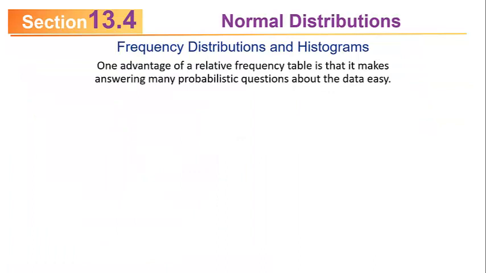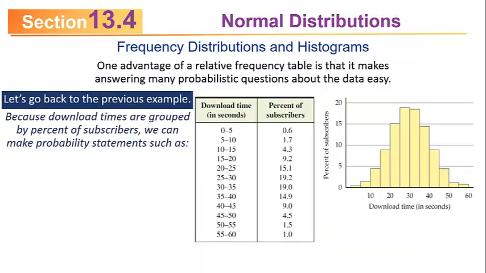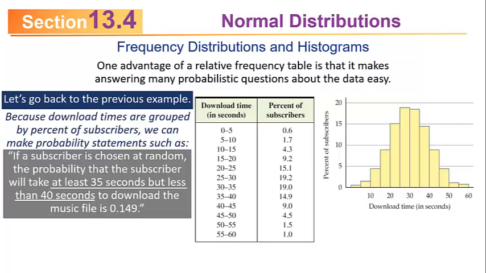One advantage of a relative frequency table is that it makes answering many probabilistic questions about the data easy. Let's again stick with this same example. Because download times are grouped by percent of subscribers, we can make probability statements such as, if a subscriber is chosen at random, the probability that the subscriber will take at least 35 seconds but less than 40 seconds to download the music file is 0.149.